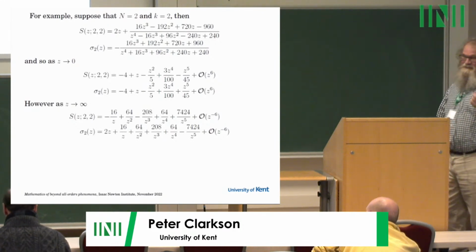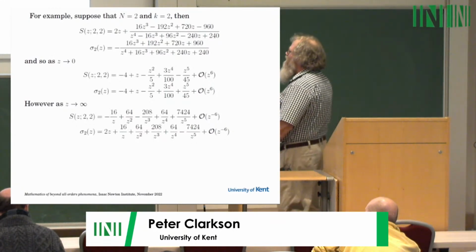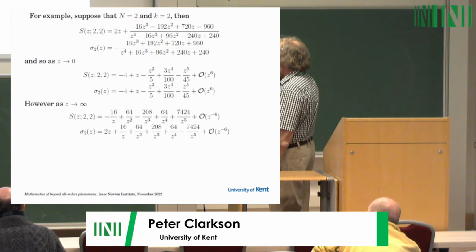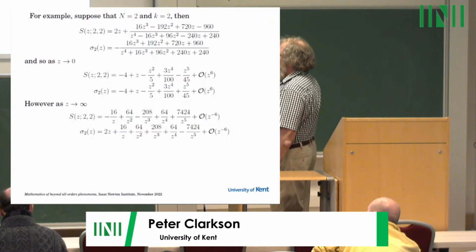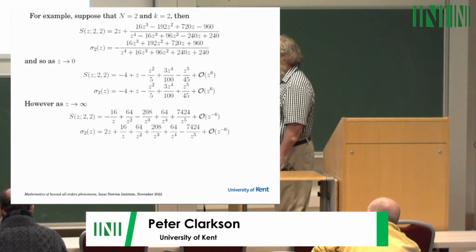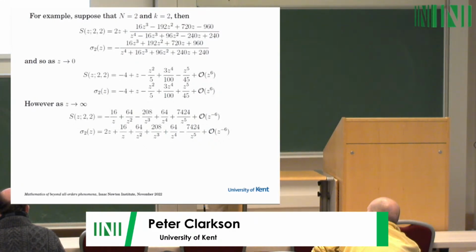Well, I've asked some of your other co-authors, and they didn't realize it was non-unique either. So if you take n equal to 2 and k equal to 2, here are the 2 solutions. Now if you just do an expansion about 0, then they only differ in the z to the 5th term. But if you do an expansion about infinity, then they're quite different.